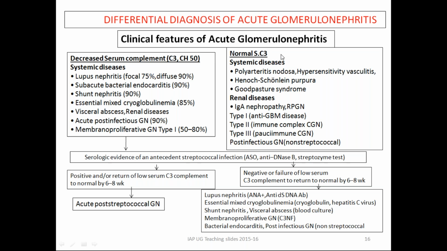When you see normal serum complement levels, consider systemic diseases like PAN, hypersensitivity vasculitis, HSP, and Goodpasture's, and renal diseases like IgA nephropathy, type 1, type 2, type 3 anti-GBM, immune complex, and post-infectious or non-streptococcal glomerulonephritis.